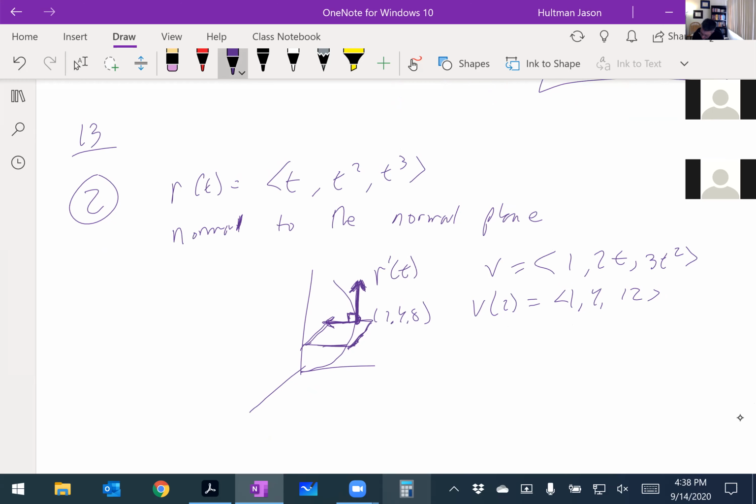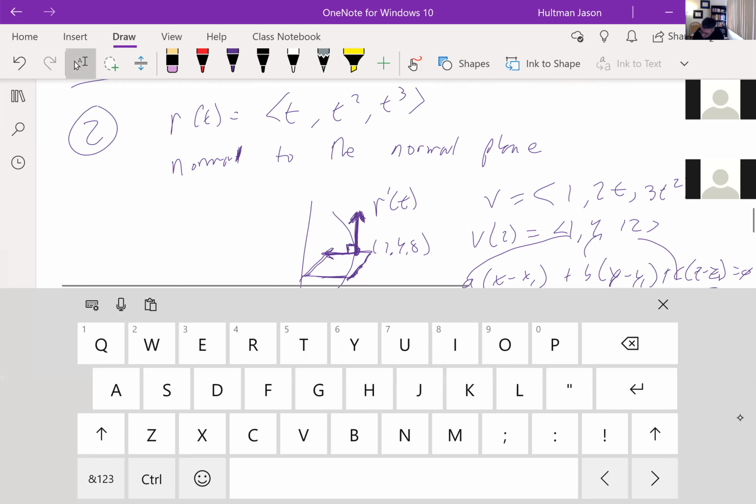Okay, and so we're just going to use the equation of the plane. So this is going to be a times x minus x1 plus b times y minus y1 plus c times z minus z1 is equal to 0. And all you're going to do is plug in your 1, your 4, and your 12, and then your 2, your 4, and your 8, and then just solve.